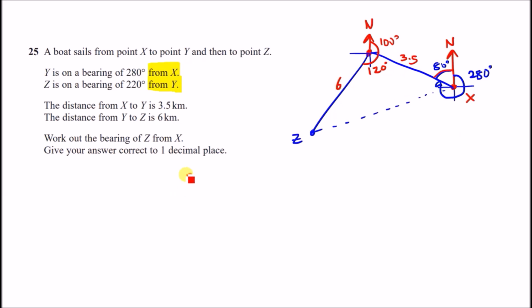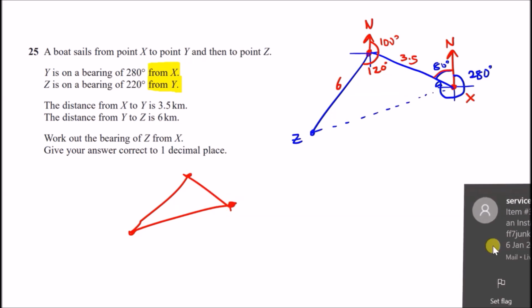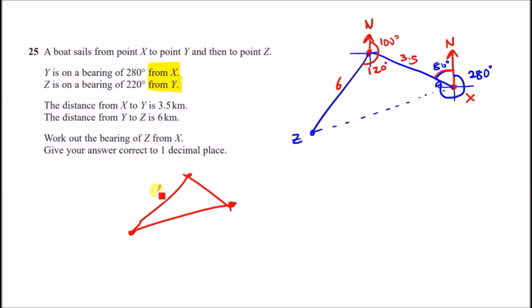So let's just refresh that again, yeah? So you got 6, 3.5, 120. And we're trying to find, what is it? Work out the bearing of z from x. So we need to go from x and see the angle to this line connecting to z. So we're going to find this part. The only way to find it is to work out this unknown angle here first. Let's call this one theta, yeah?